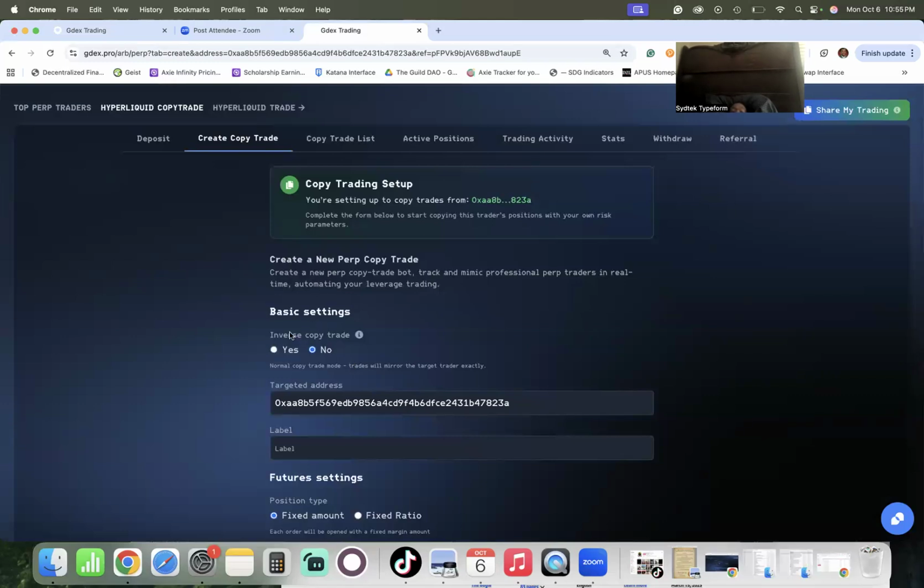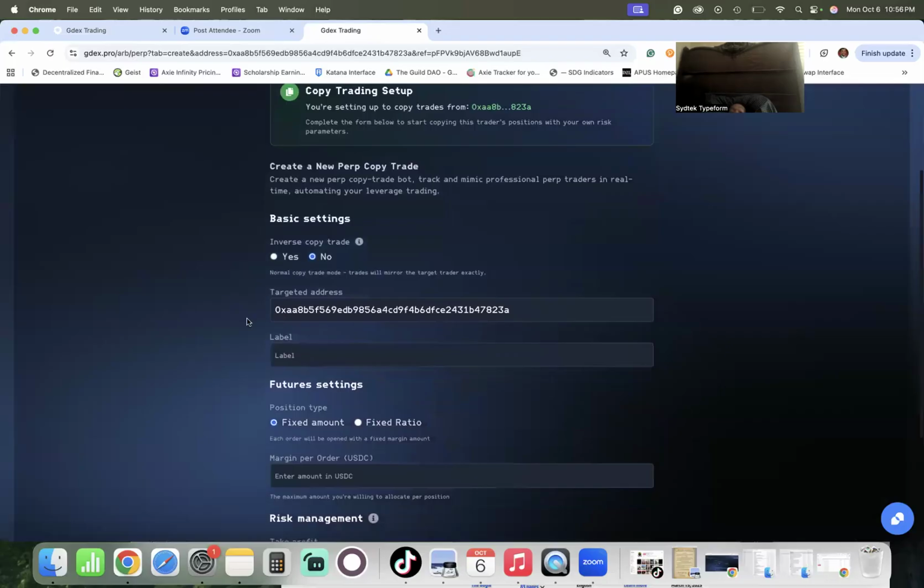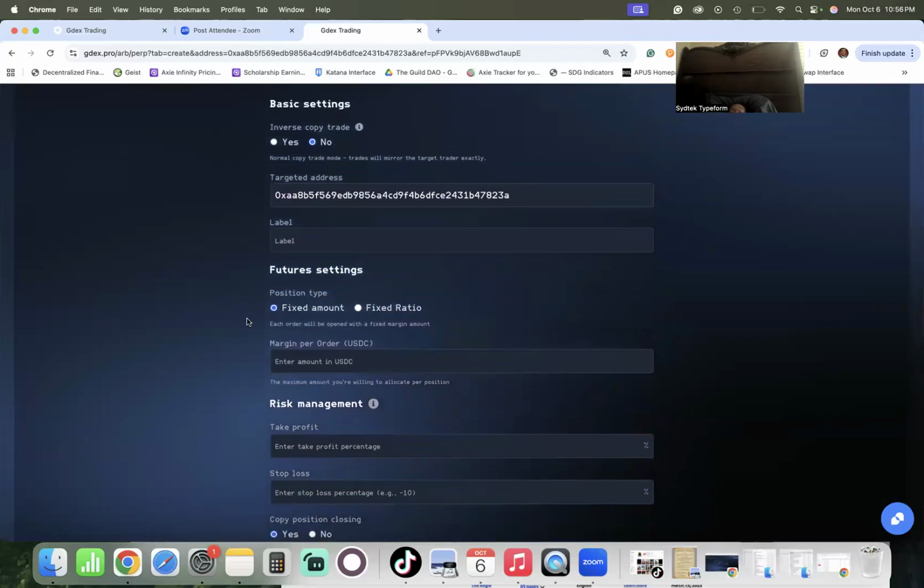The inverse copy trade, do not use that, because the inverse copy trade would be you trading against me. So if I do a Bitcoin long, you're going to do a Bitcoin short, and you're going to see shortly why you don't do a Bitcoin short in the bull market. I did that to show you why not to. I lost money so you don't have to. There you go, because I fooled around and found out.